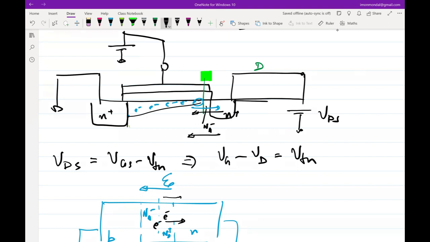So as he is rightly pointing out, his question is, since my mobile carriers are moving through, if I take a snapshot of the mobile carriers in that pinch off region, I should see mobile carriers, right? Then why are we saying it's depleted? It is depleted with respect to the rest of the channel. In the rest of the channel the concentration of mobile carriers is much higher, but in the pinch off region you will still have mobile carriers, otherwise you cannot have any current flow. Okay, fine. So now the question is, what happens if you increase VDS?